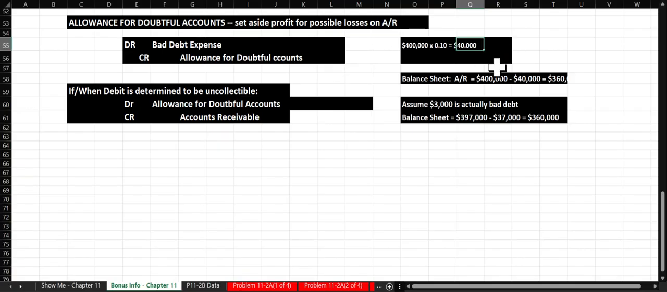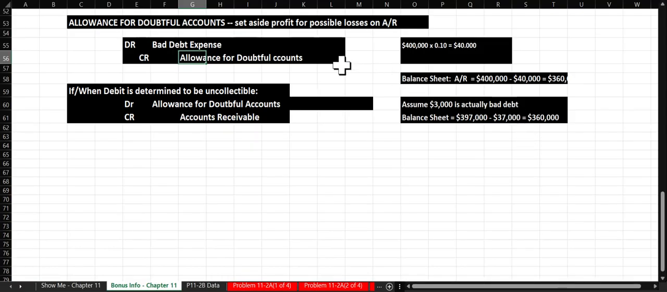It's an estimate, just like depreciation is an estimate. So if this is wrong, we can adjust it up or down as we go on. But the first time you do this, you would debit bad debt expense and you would credit an allowance for doubtful accounts. This is your income statement account. It will go to your income statement as an expense. So in this case, the 40,000 would be debited to your bad debt expense and it would be credited to the allowance for doubtful accounts, which is your balance sheet account.